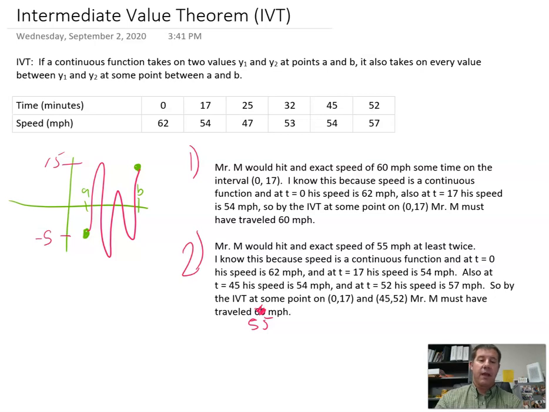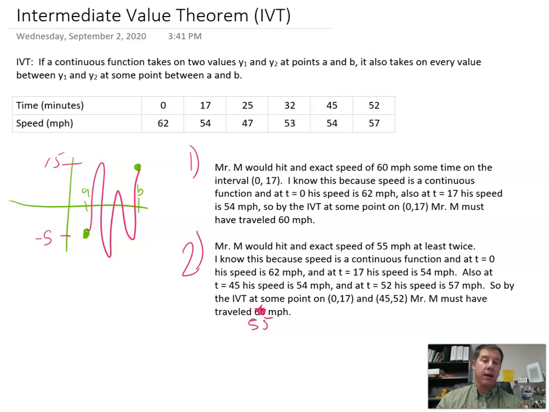Okay. The correct answer to this one is, when did I possibly reach 50 miles per hour? Could be any time. I don't know. You can't prove or disprove that I hit 50. You can't disprove I didn't hit 50 on any of the intervals. Okay? Going from 62 to 54 on 0 to 17, maybe I went 50 on that interval. We don't know. Okay? I can't prove it using the IVT, but I also can't disprove using the IVT is the point.